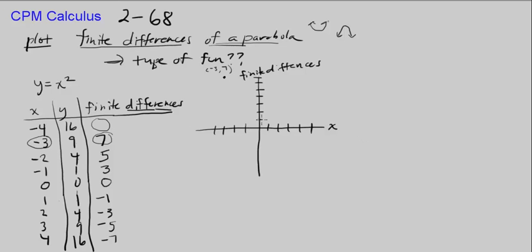At -2, it's 5. So 1, 2, 3, 4, 5, at -2. And at -1, the output's 3. At 0, our output is 0. Oops, sorry. 1 minus 0 is not 0, it's 1. So at 0, our output is 1. Okay, I made the mistake. Everyone see how 4 minus 1 is 3, 1 minus 0 is 1, not 0. 0 minus 1 is -1. Okay, so that looks good.